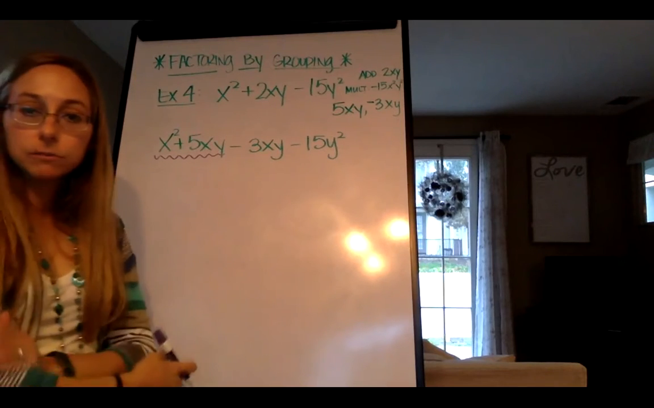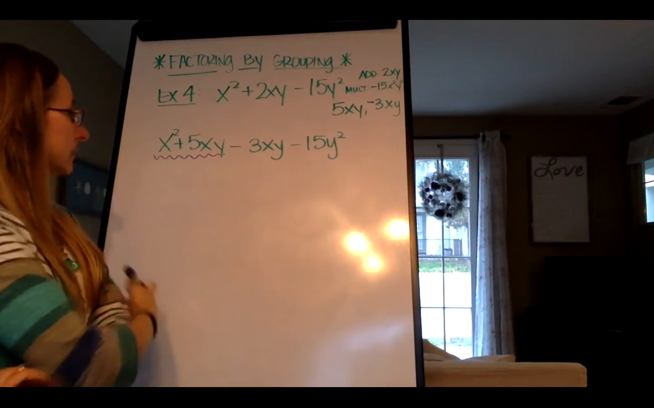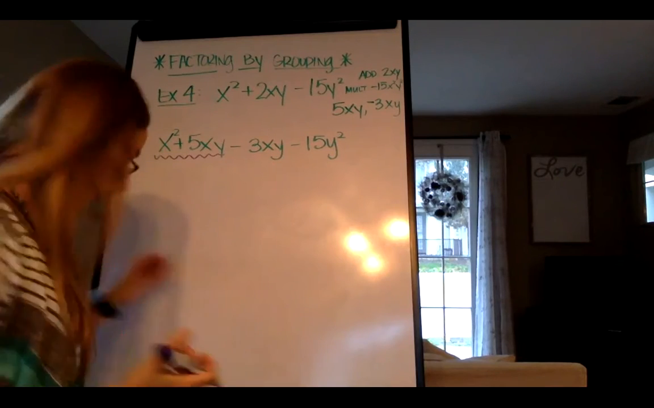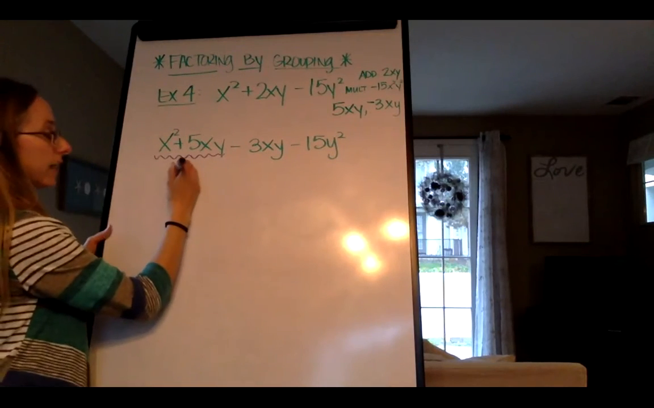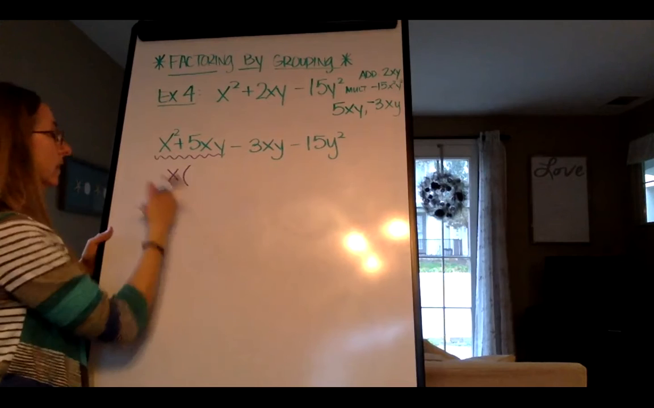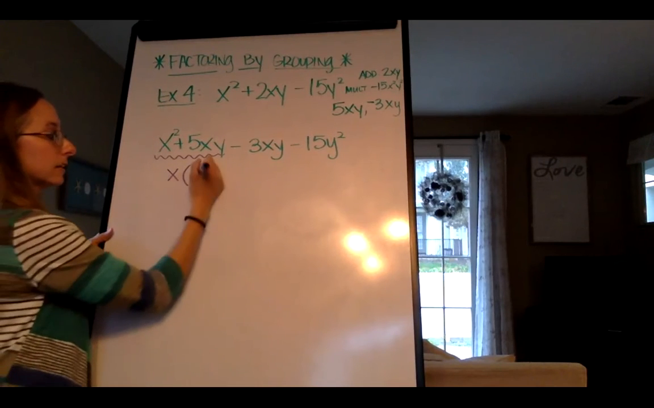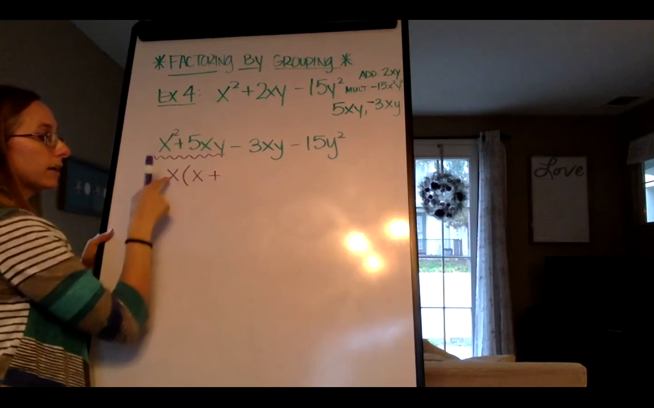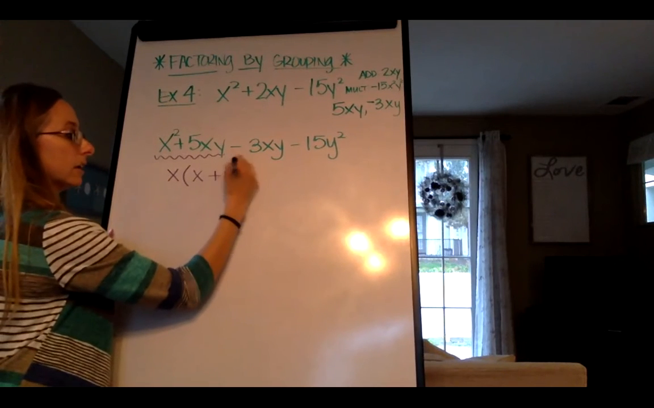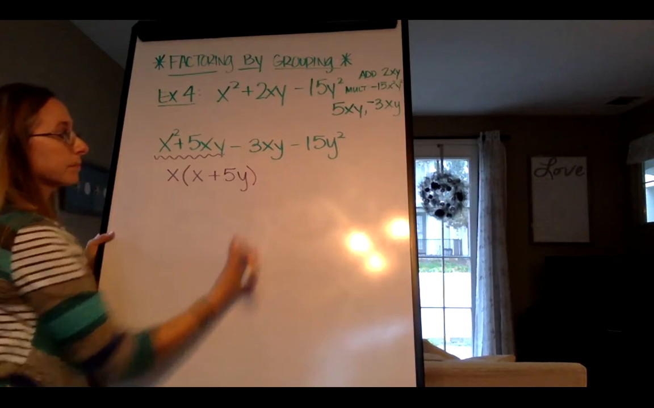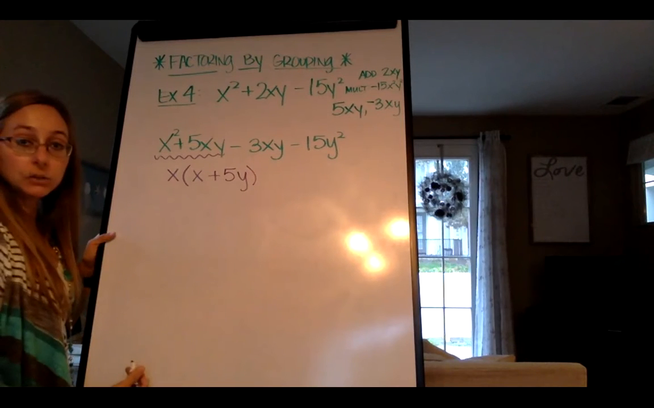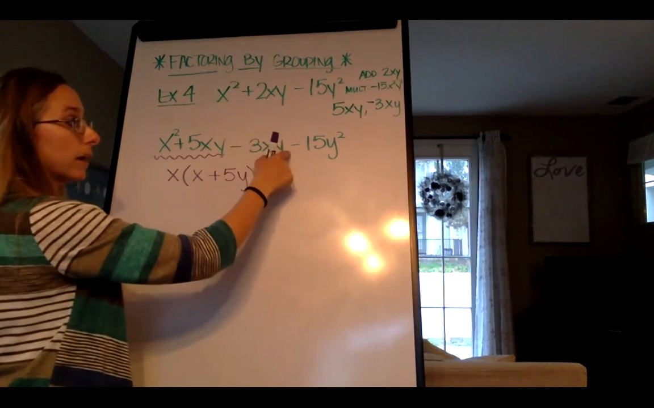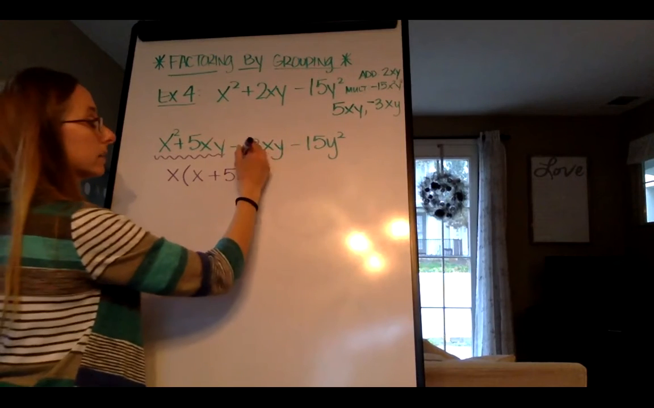Factor out the GCF from those two. We have x squared plus 5xy. They both have in common the x. So factoring out the x, what are we left over with? X squared divided by x is x, plus 5xy divided by x, plus 5y.